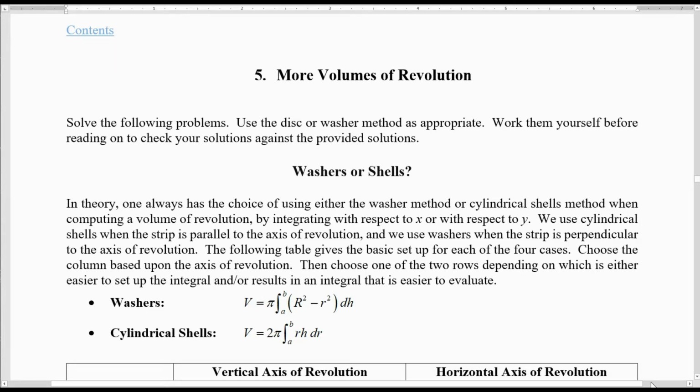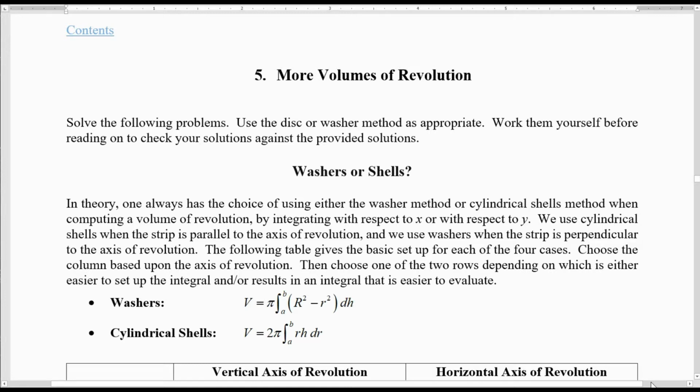In this video, we're going to talk some more about volumes found by revolving a region in the XY plane about a vertical or horizontal axis. So, volumes of revolution, volumes of solids of revolution. We've introduced the disk and washer methods earlier, but let's talk a little bit this time about answering the question: do we use washers or do we use shells? Do we have a choice?